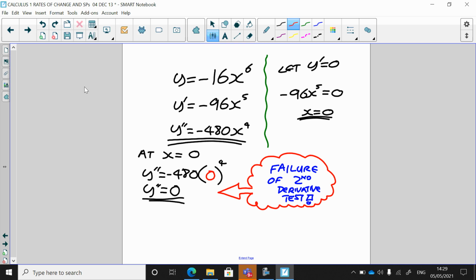I'm going to leave that here. So when we come to the optimization, this is where we're going to use this: either a nature table or the second derivative test. Okay, so just remember, if that was too fast, you can always rewind.